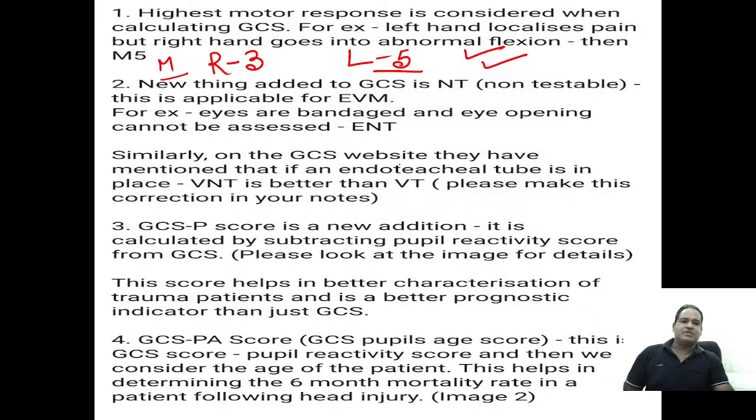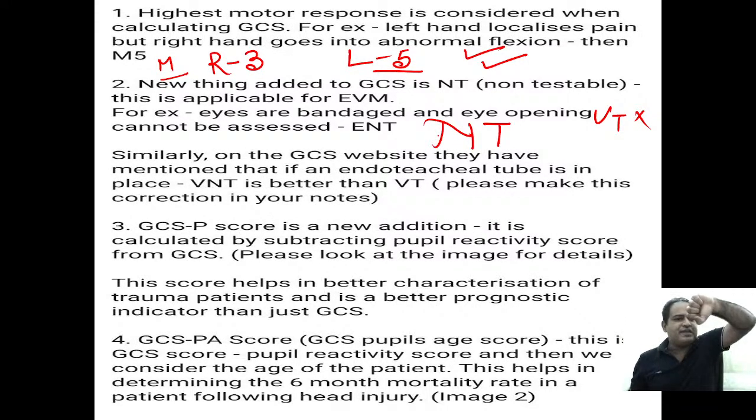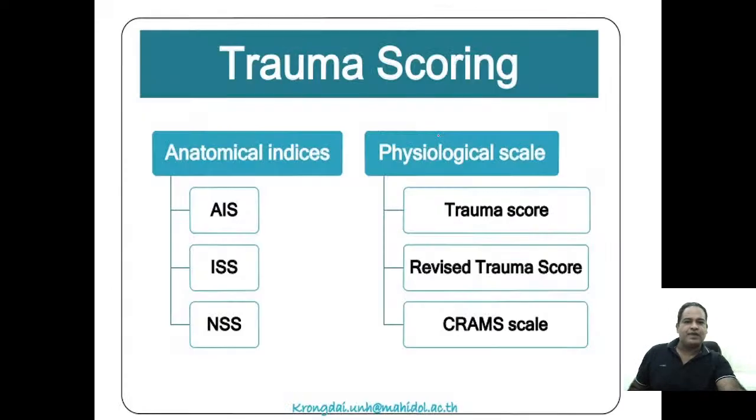Fine. Now, someone just asked me what if the endotracheal tube is there. So now this new term, NT, not testable, should be used. The VT is no longer used. Eye not testable if there is bandage. Motor not testable if there is splinting. Vocal not testable if there is endotracheal tube.